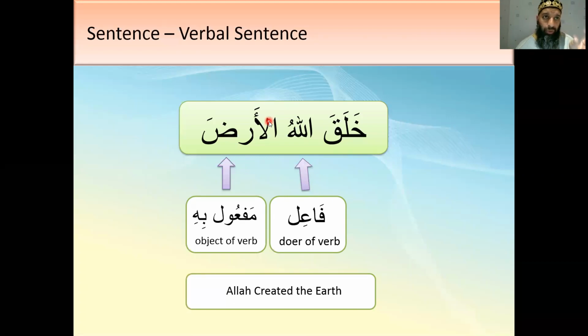You'll look at a verb in the Quran, you say, okay, I know what that verb means, and now I need to find who is the doer. Look for the marfu word, found it, he's the doer. And then look for the mansoob, it's done to him, I understand it now.